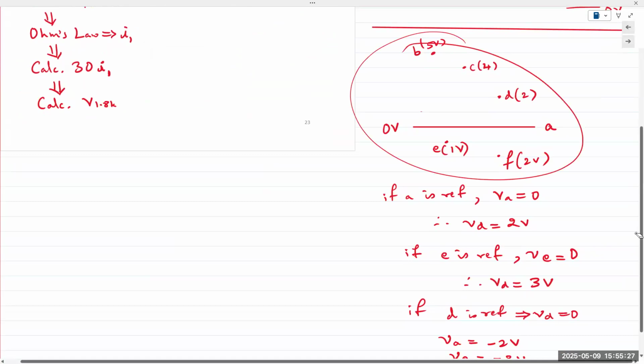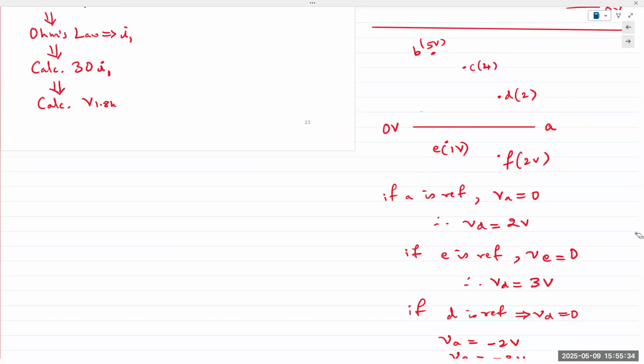We had 6 points in a circuit, A, B, C, D, E, F. A was at actual ground level, so its electric potential was 0 volts. E and F were below 0 volts, right? So 1 volt and 2 volts below 0. So if A was my reference, then VE and VF would be -1 and -2 volts, right? It's below.